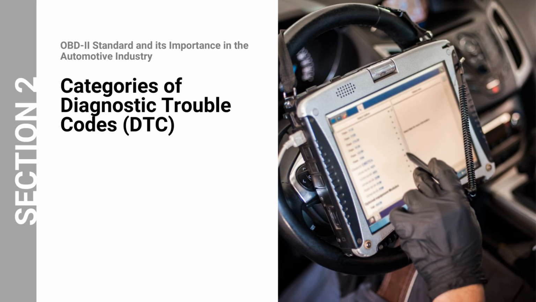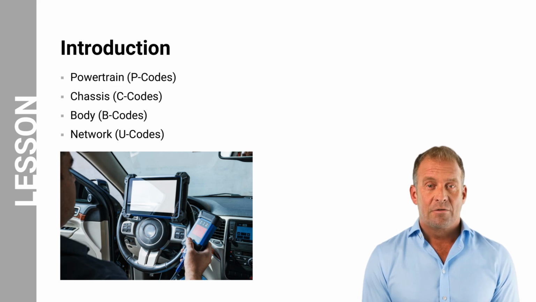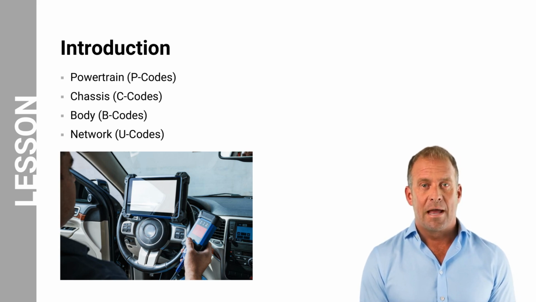In this section, we will focus on the categories of diagnostic trouble codes, DTC, including powertrain, chassis, body, and network. Let us look at the four main categories of diagnostic trouble codes. They are powertrain, P codes, chassis, C codes, body, B codes, and network codes, U codes.